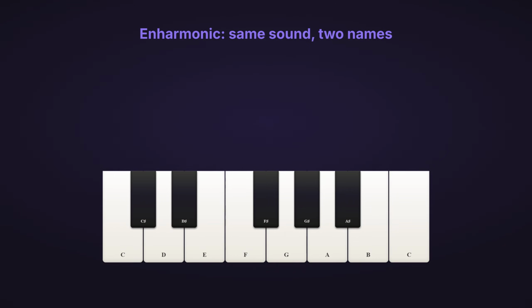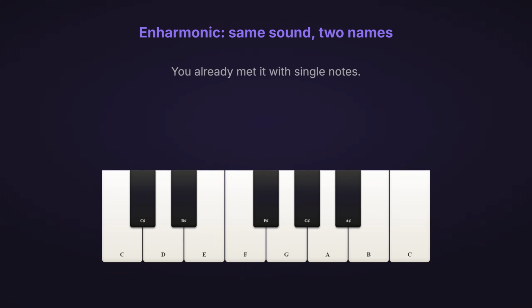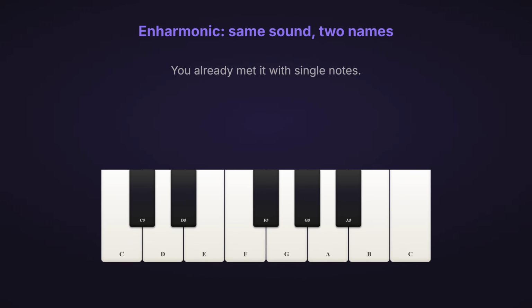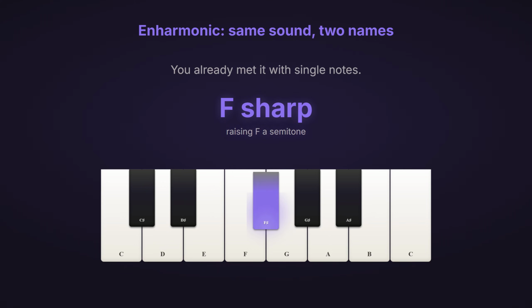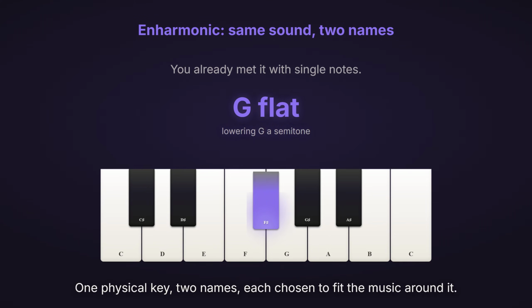Now zoom out, because this is not some special trick that only the tritone can play. It is a general idea, and it has a name. Enharmonic simply means same sound, different name. You already met it once, with single notes. The one black key sitting between F and G is F sharp when you are raising F up a semitone, and it is G flat when you are lowering G down a semitone. One physical key, two names, and which name is correct depends entirely on the music around it.